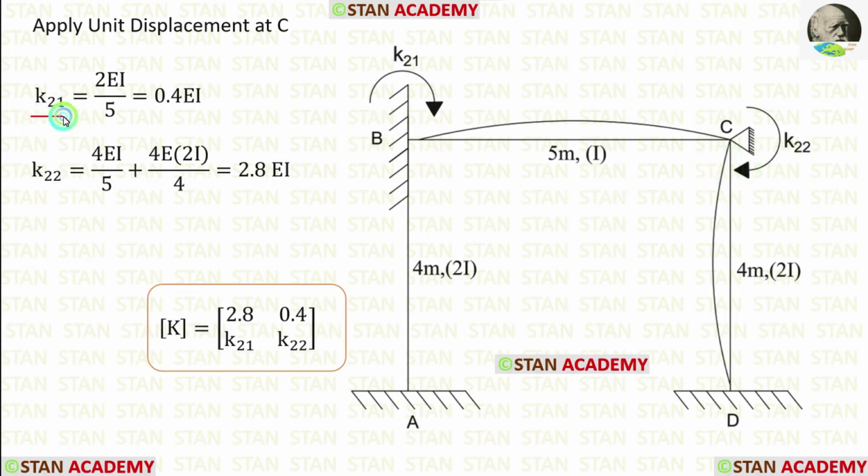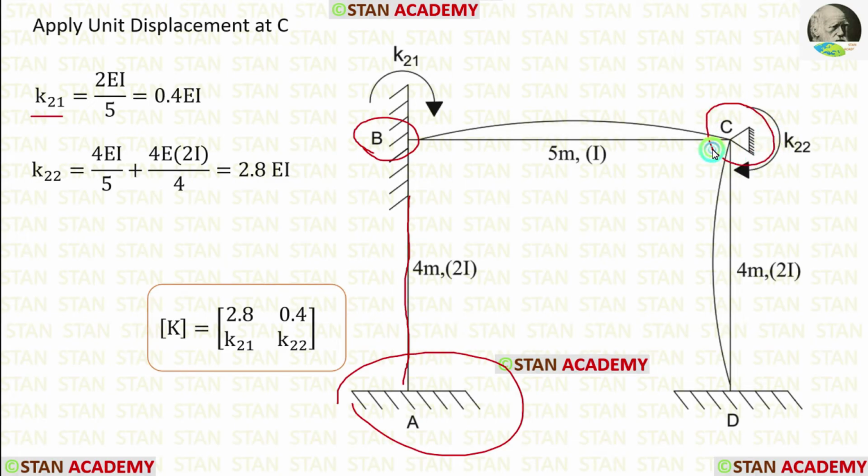Let us find K21. For that, from the point B, we have to look the other sides. In the point A, there is a fixed support, but for BA, there will be no stiffness because there is no curve for BA. Now let us look the other end C. In the point C, there is a hinged support. If the far end is hinged, the formula for stiffness is 2EI upon L. Length of BC is 5. Let us apply that. Finally, we are getting 0.4 EI.